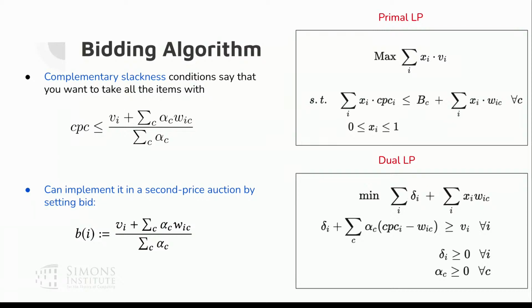But indeed, you can do this, and a moment's thought shows that you can. So here's the primal LP again, and then you can use Lagrangian or you write the dual variable, the dual LP.